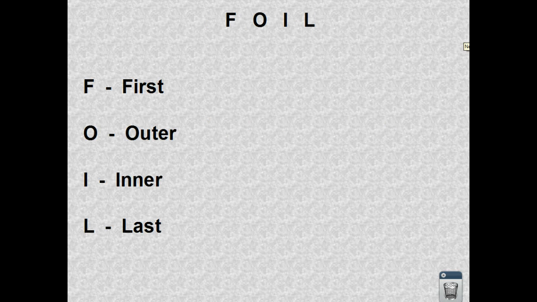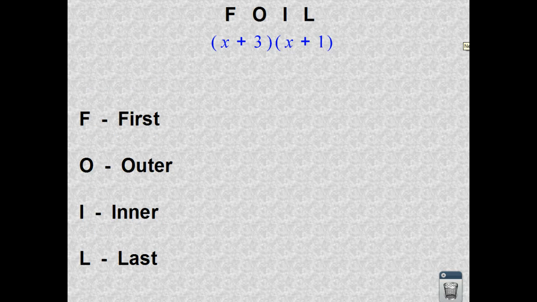Now, we've talked a little bit about the FOIL method in our last couple of lessons. This is basically multiplying polynomials. It's a quick way of multiplying two binomials. FOIL stands for first, outer, inner, and last. I'm going to do an example that shows what the FOIL method is all about. Like I said, this is dealing with multiplying two binomials. This only works with binomials.